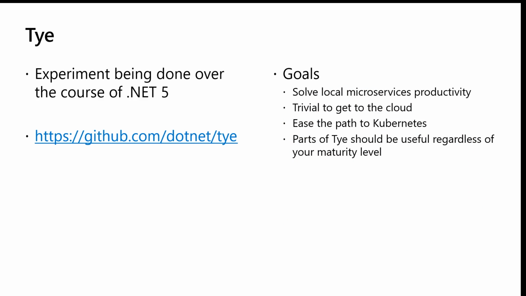Which I think brings us to this slide, which is, what is Tye? What are we doing? Tye is an experiment that we're doing over the course of .NET 5. It's here on GitHub. We're trying to solve local microservices productivity. We want to give you a really good, productive local experience for building microservices and getting them up to Kubernetes. And as I think Ryan said to me today, we want to provide you a menu that you can choose from.